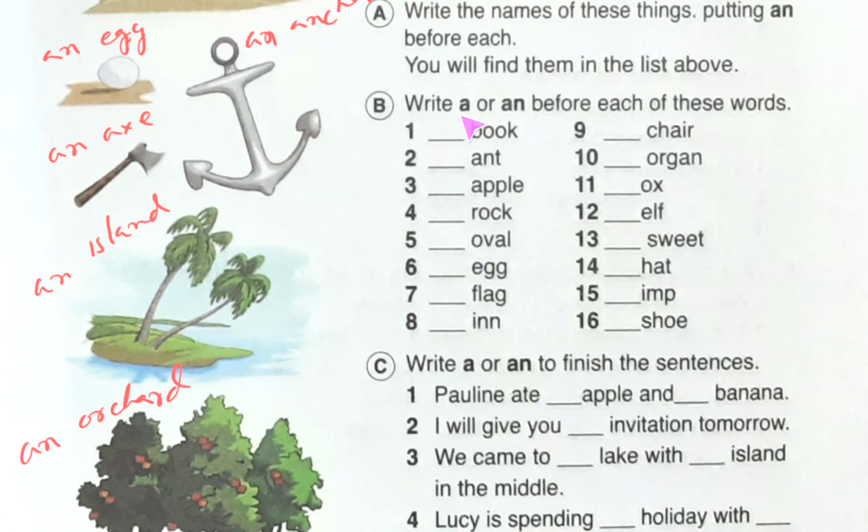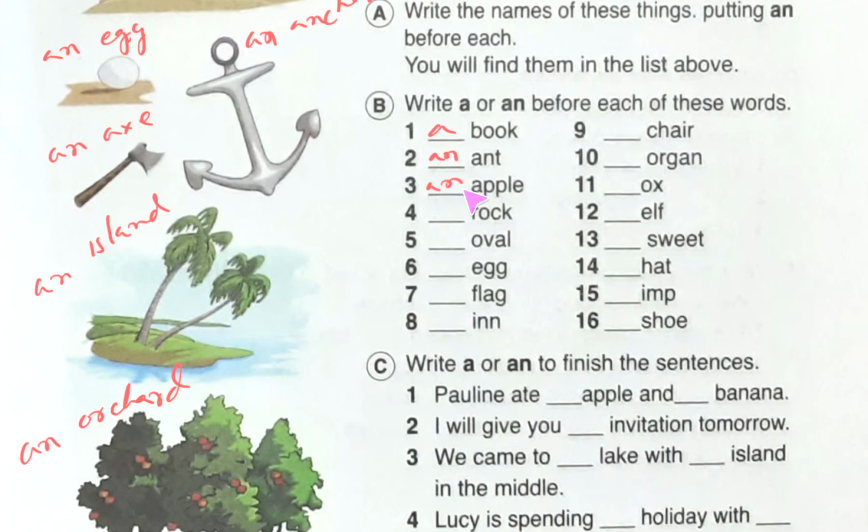Here it is written, write a or an before each of these words. So, this is so easy. If we find the word has started with a vowel, means A, E, I, O, U, just before it we should put an. But if we find the word has started with anything except these letters, means it has started with a consonant, then we will put a. So, let us start. Book, here is no A, E, I, O, U. So, we will write a book, and it has started with a.